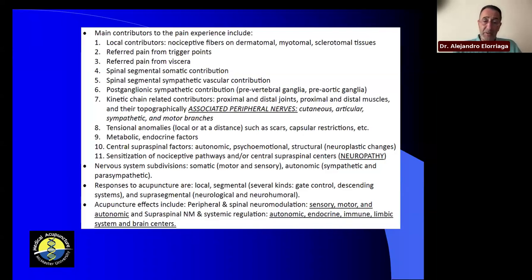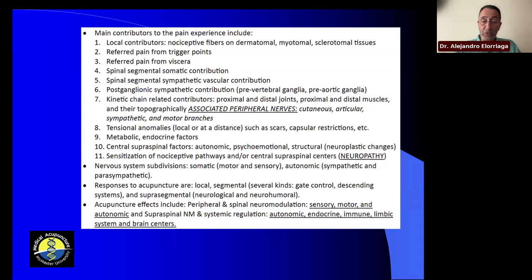And finally, we discussed science about acupuncture responses, which we summarize in 3 levels. When you put a needle, something happens on the area of the needle. That's a local response. Something happens on the segment where the information arrives from that dermatome, myotome, sclerotome. That's the segmental level of response, which is complex.